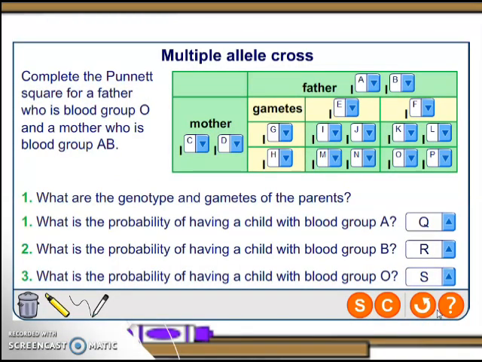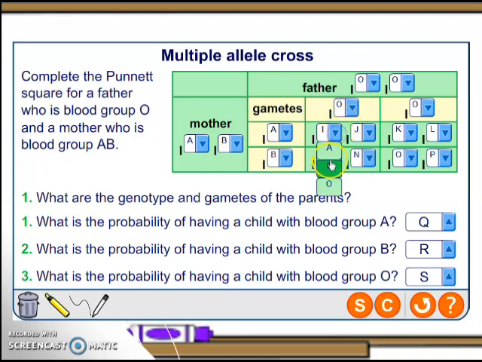Number 2, complete the Punnett square for a father who is blood group O and a mother who is blood group AB. The blood type of the father is type O and the blood type of the mother is type AB. So the gametes of the father is O, O, and the gametes of the mother is A, B. Then show the possible outcomes.